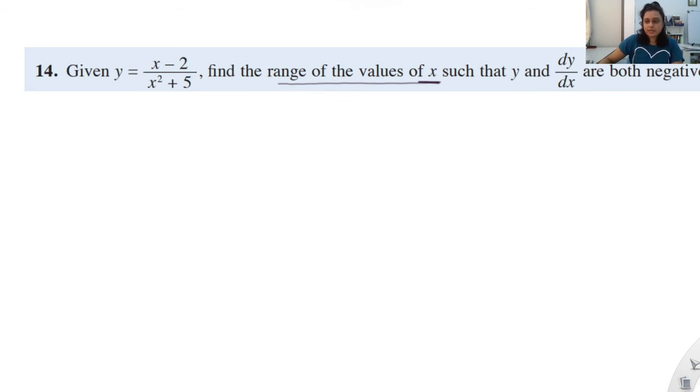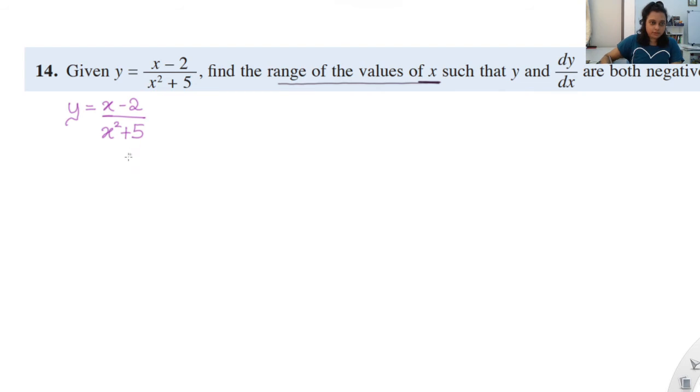If both negative, it means you have to find the range when it's lesser than 0, because before this, for the positive one, we did greater than 0. First step, let's find the dy dx first. Y is x minus 2 over x squared plus 5. Is the color okay? Is it clear? Let me just make it darker. Let me just increase the size.